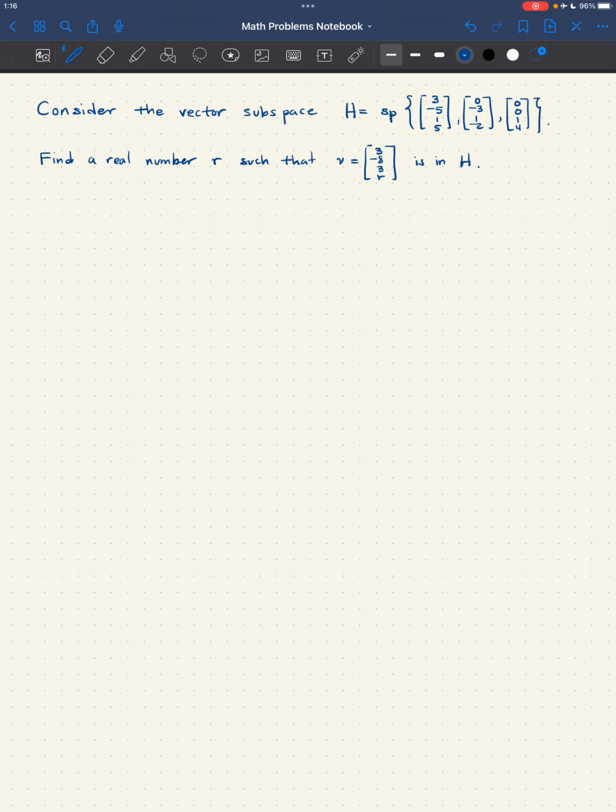So the first one is that we reduce this question to the consistency of a vector equation. And what would that be? Well, we want to know whether we can generate with these elements here this vector v.